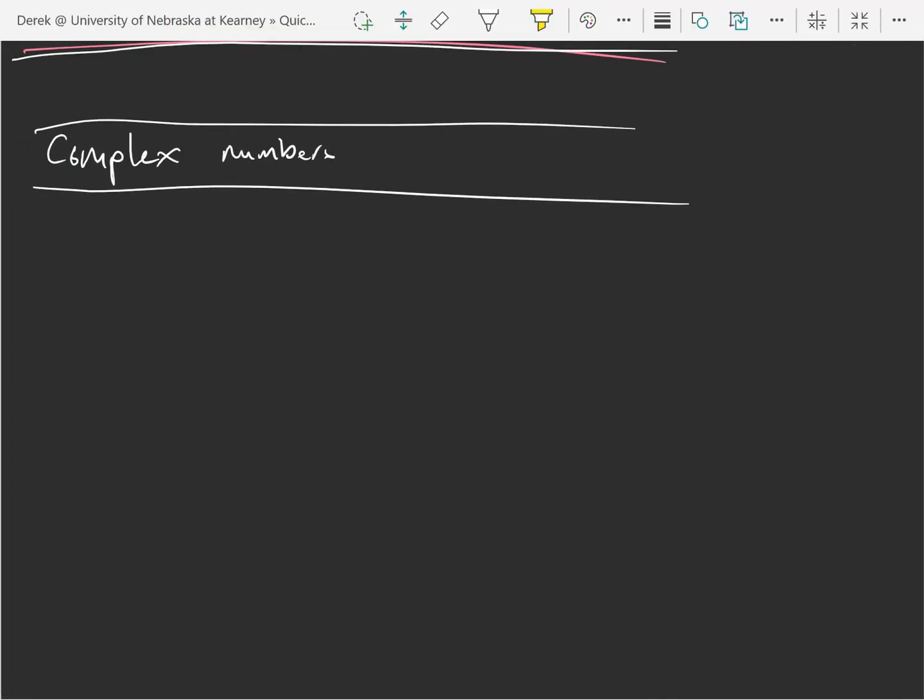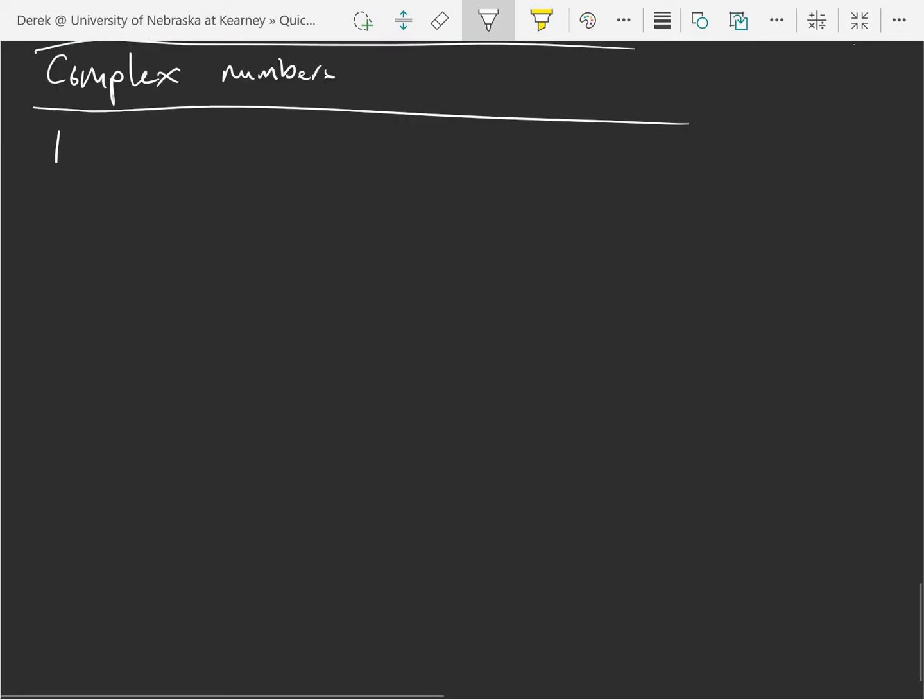Okay. In order to talk about the fundamental theorem of algebra, which states that every polynomial has a complex root somewhere, and then we can iterate to factor things over the complexes, we need to talk about complex numbers a little bit. So let's get started.